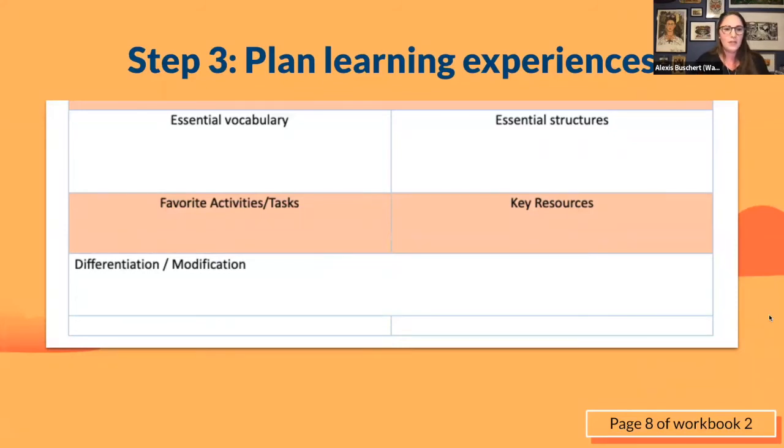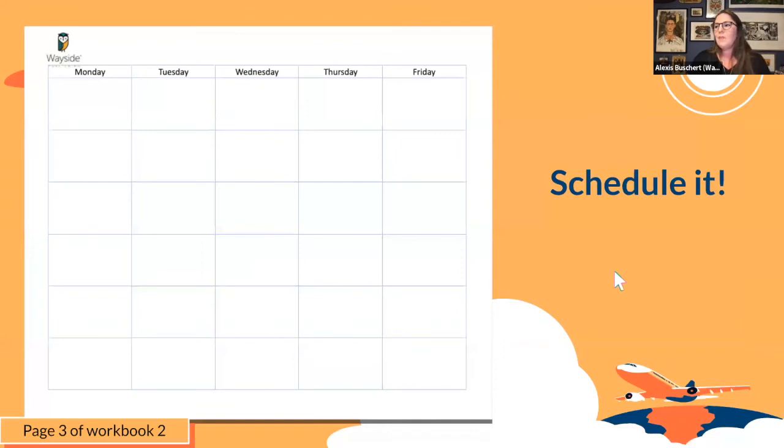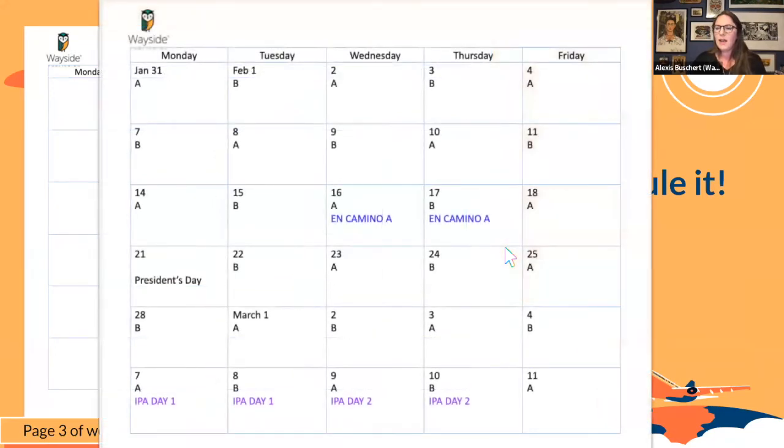All right, so now I've gotten through all 3 stages of my backward design process. And my next step is to get it on the calendar. So again, this is the calendar template that's in the workbook, and it's also in the folder that we've shared with you. So for me, I have an A/B schedule, so I know I'm going to see them every other day. I'm going to start off by putting my A/B days on there.